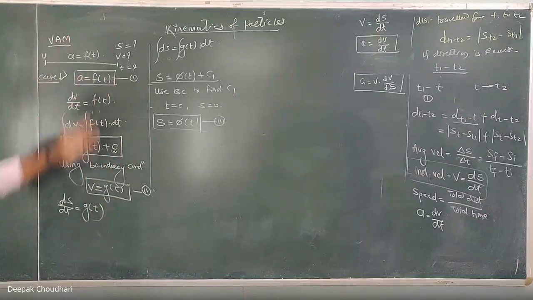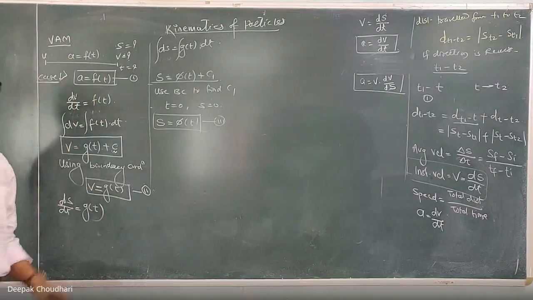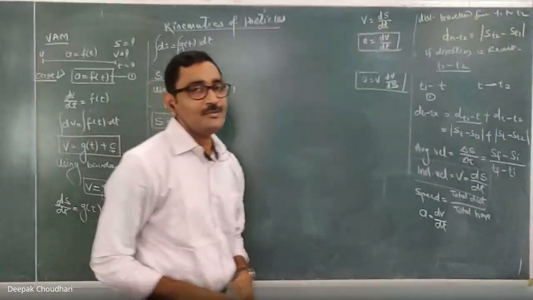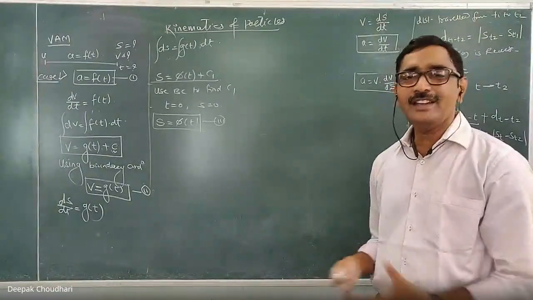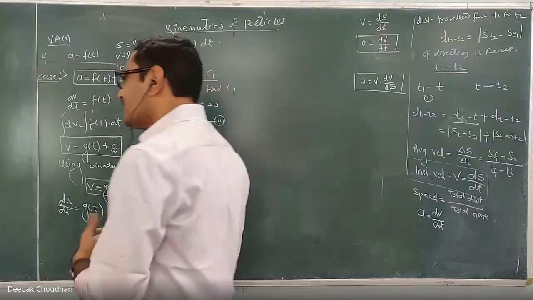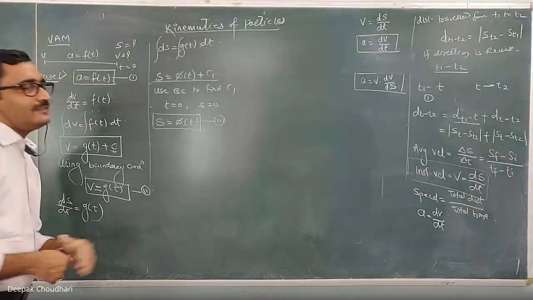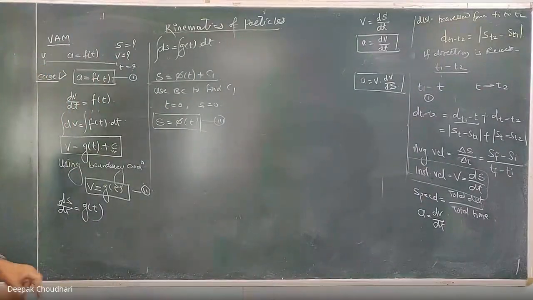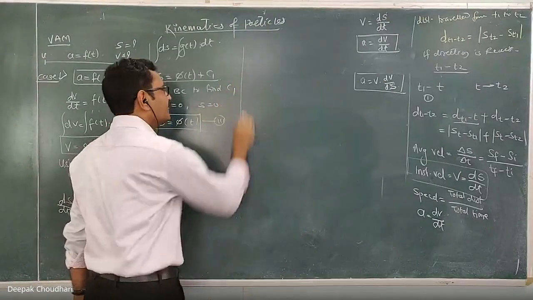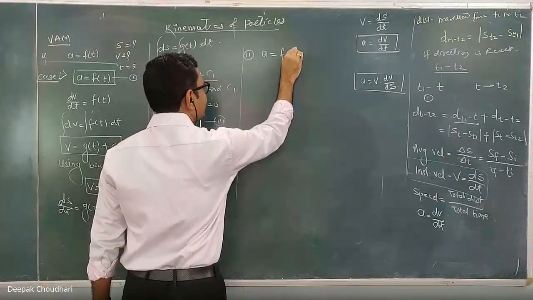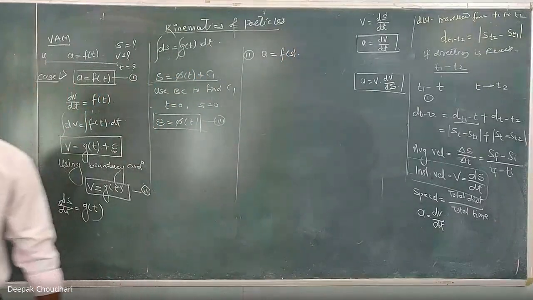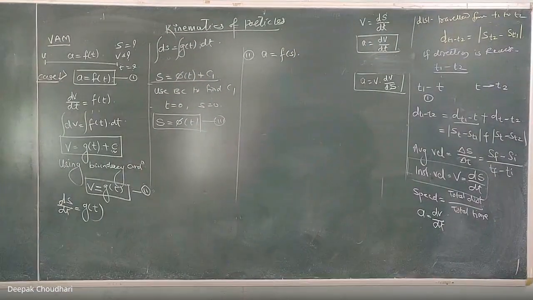So this gives you the equation of displacement. This is one method when acceleration is a function of time, for variable acceleration motion. This is case 1. Now, when the particle is moving along a straight line, another case may be that the acceleration is a function of displacement. Case 2: acceleration varies, but it may vary as a function of displacement.